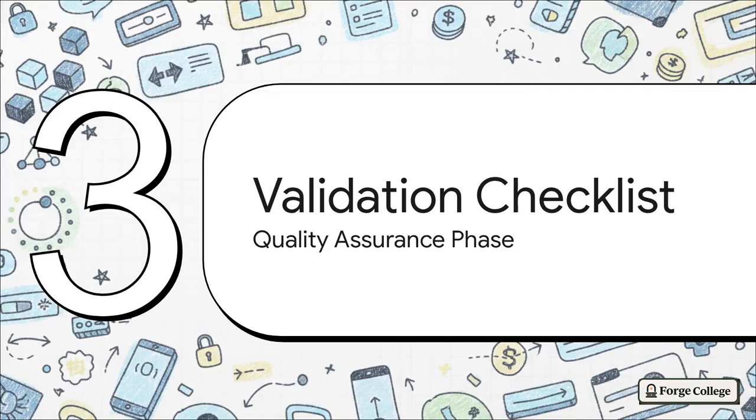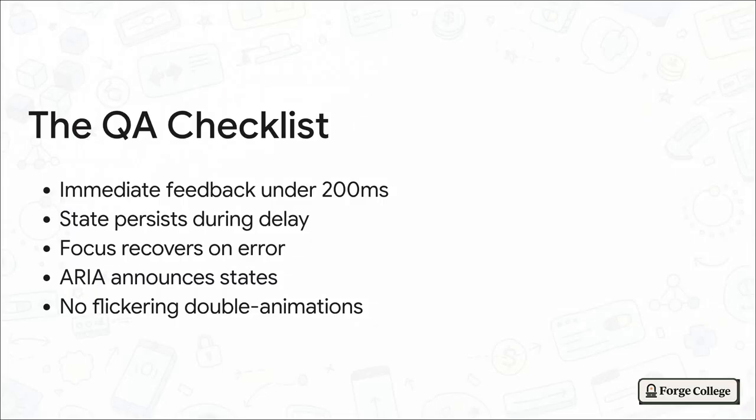Which brings us to Section 5, the validation checklist. Let's run through this final QA checklist. 1. Does immediate feedback happen in under 200 milliseconds? 2. Does the submitting state persist smoothly during a really long network delay? 3. If there's an error, does the keyboard focus automatically recover to the retry button? 4. Are our aria announcements firing correctly? And 5. Timing harmony. If the mock network resolves instantly, does our UI handle it without some ugly, flickering double animation? Our button has to behave predictably, whether the chain takes 500 milliseconds or 3 full seconds.